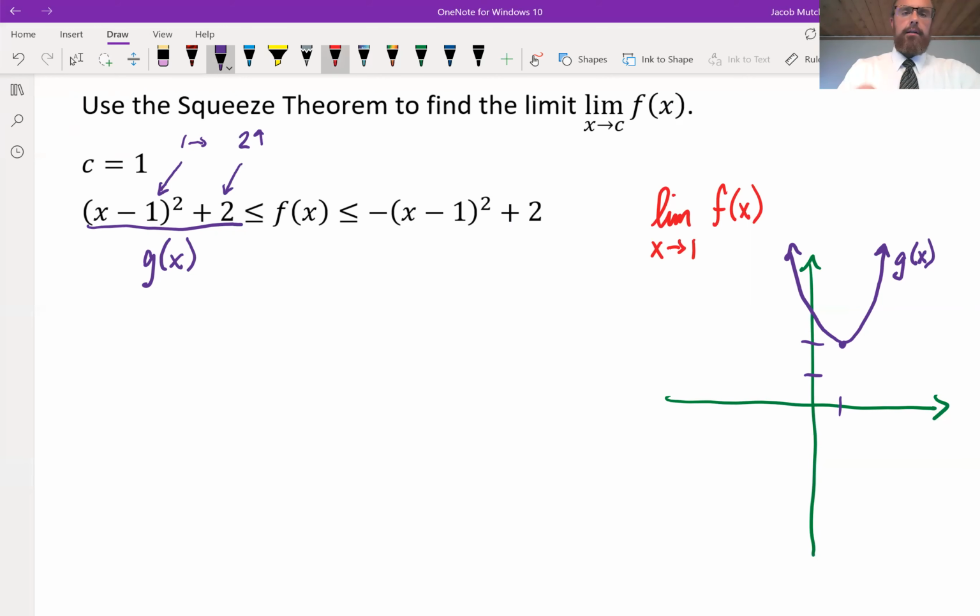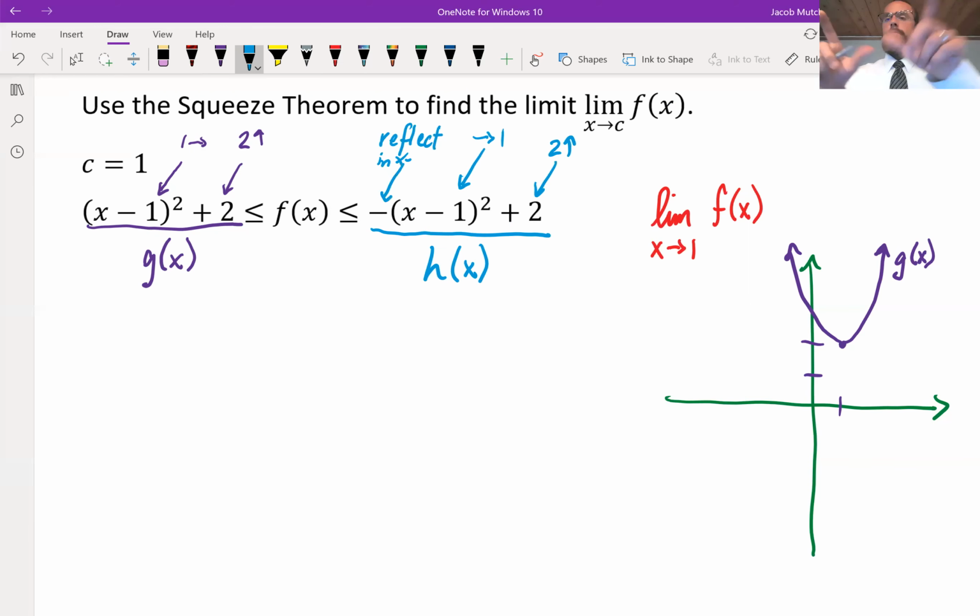If we think in terms of our original way that we defined two functions to squeeze another, this will be our h of x on the far right. It also is the quadratic parent function. It has been shifted 1 right, 2 up. But it's also been reflected in the x-axis. One way we can view that is that it's gone from a parabola that opens up to a parabola that opens down.